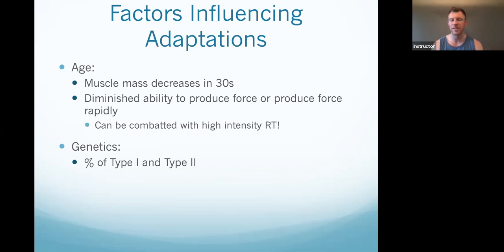With age, muscle mass decreases starting in your 30s. Around 29 is supposed to be like the peak of your physical health. And then after that, it breaks down. And so the challenge is, how do we slow down that process?